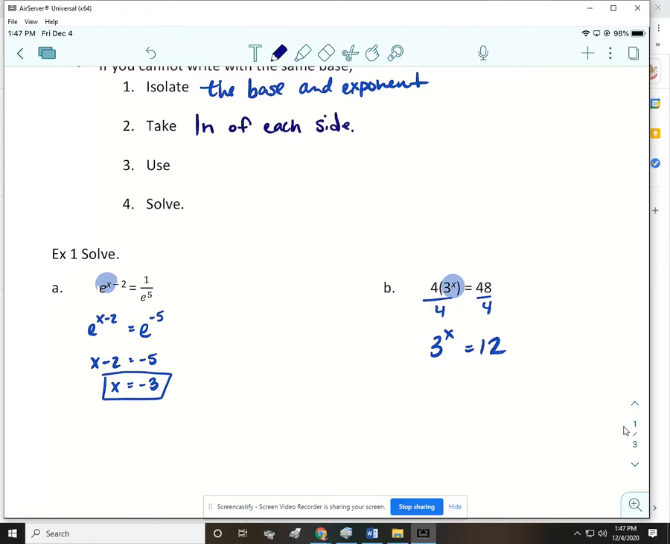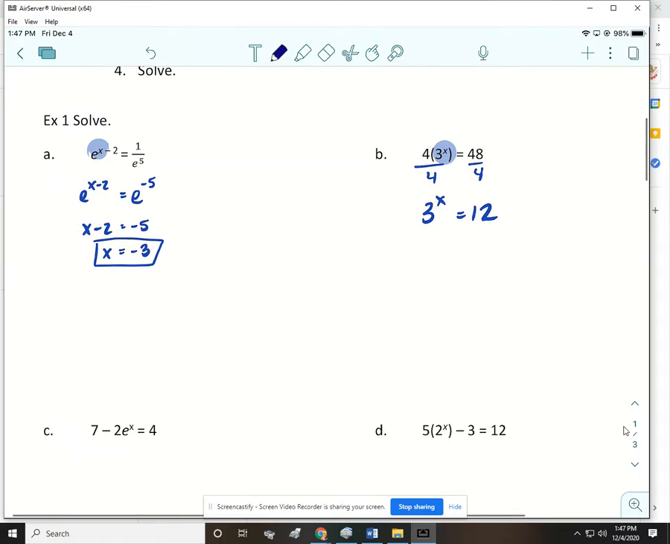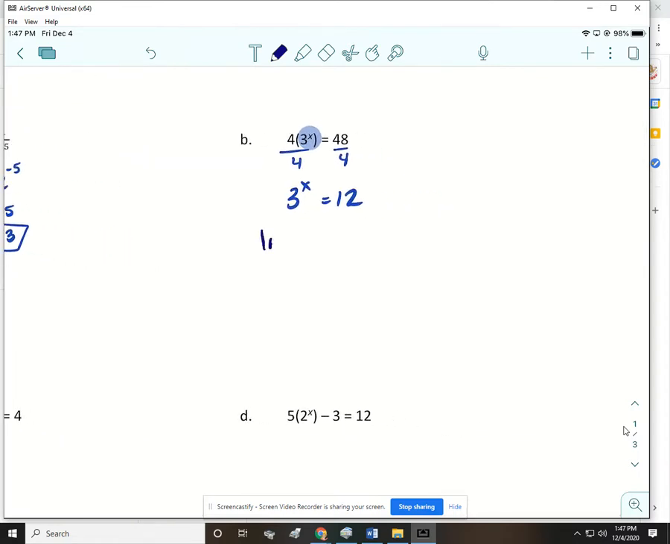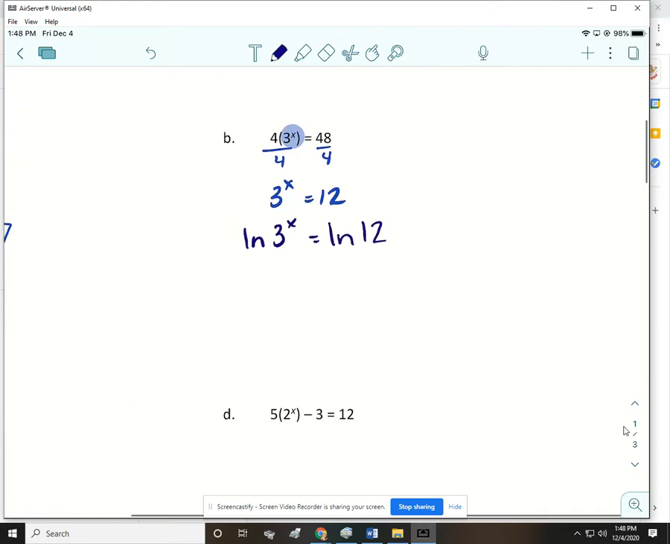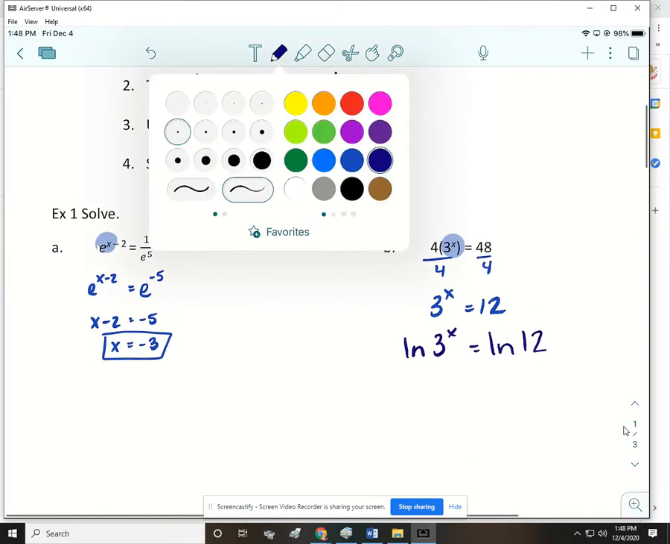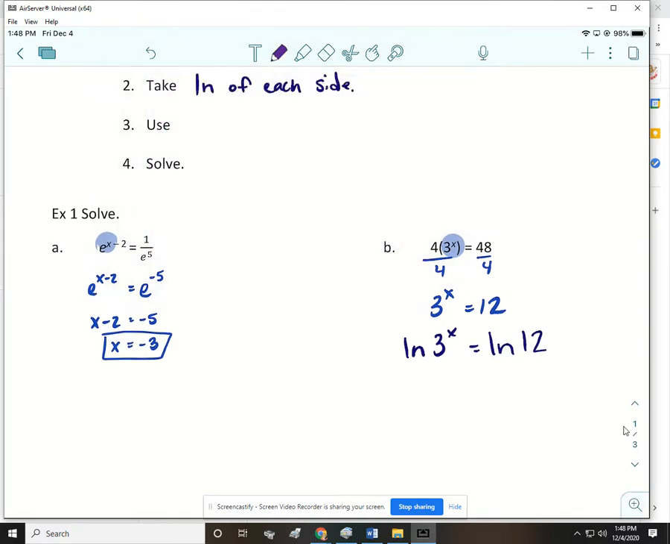Okay, so to take the natural log, all we do is write ln in front of the 3 to the x, and we'll write ln in front of the 12. Now, the whole purpose of doing that is so we can bring the x down. So when an x is an exponent, you cannot solve for it unless you write each side with the same base or use a logarithm to bring that exponent down. So that's going to be the power property. So for step 3, we're going to use the power property to bring down the exponent.